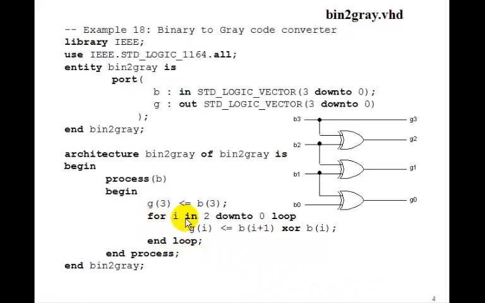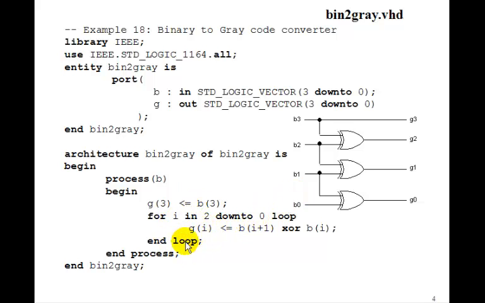You say for I in 2 down to 0 loop. This means you start with I equal 2, and you go through the loop. Then this is end loop, 2 words followed by a semicolon. And so then Gi is just assigned Bi plus 1 exclusive OR with Bi. That's the algorithm. So the second time through the loop, I will be equal to 1, and then the last time I is equal to 0, and that's the termination. So it generates this.